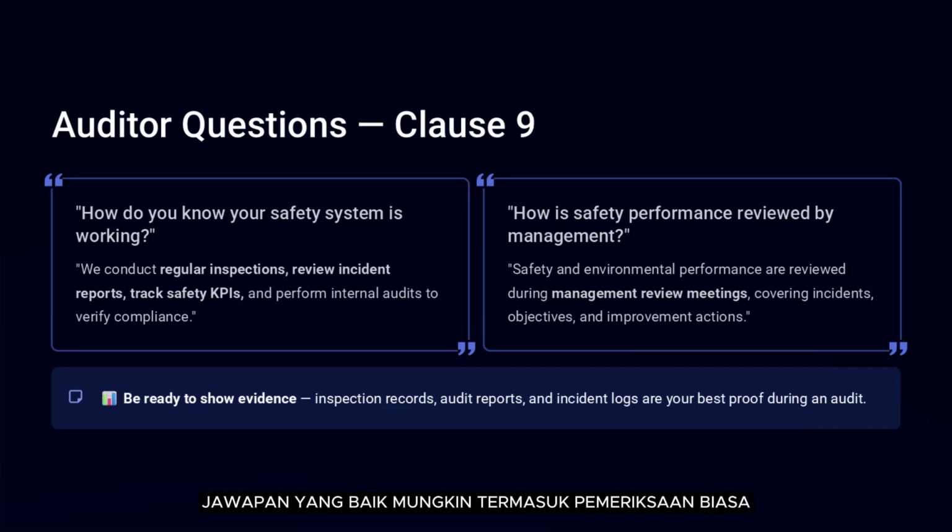Auditors may ask how the organization knows whether the safety system is working. A good answer may include regular inspections, incident analysis, tracking safety performance indicators, and internal audits. Management review meetings are also used to evaluate performance and determine improvement actions. Providing evidence such as inspection records and audit reports helps support these answers.